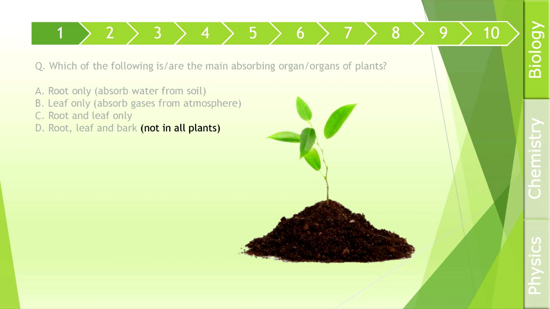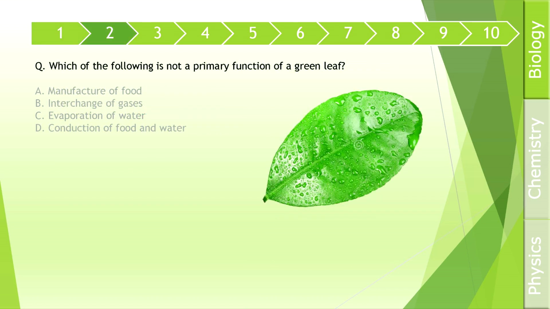As we read the question again, we find that it is asking only about the main organs. Lenticels thus do not qualify to be the main organs. Hence, option C is our correct answer. Question number 2 asks, which among the options is not primary function of leaves?